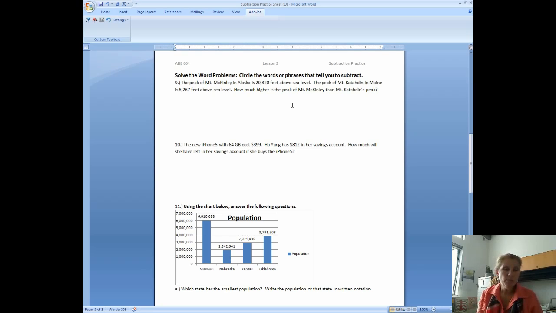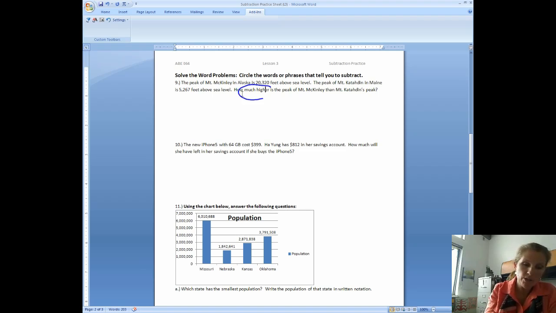So this one says the peak of Mount McKinley in Alaska is 20,320 feet above sea level. The peak of Mount Katahdin in Maine is 5,267 feet above sea level. How much higher is the peak of Mount McKinley than Mount Katahdin's peak? How much higher? That's what we're talking about, the difference. What's the difference in heights? It doesn't say difference, but that's what it's suggesting, how much higher. So I'm circling that word.